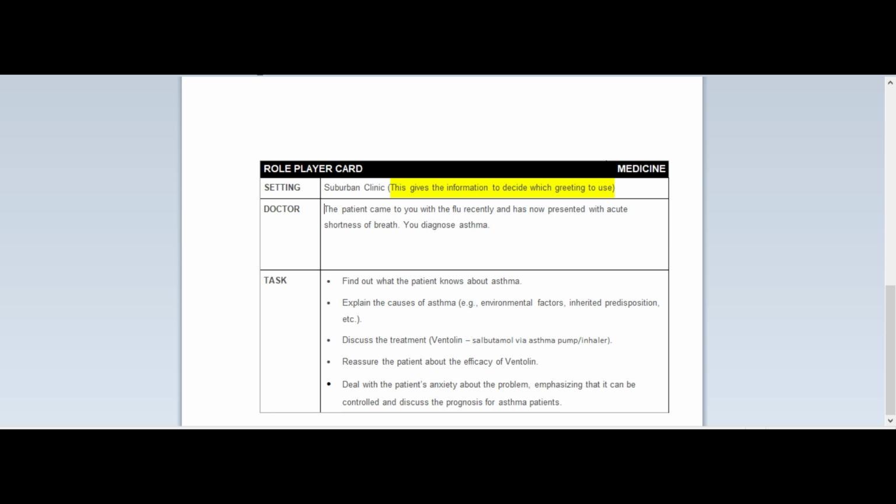So in this part of the test, we can see that the setting is in a suburban clinic. So this means that we may already know the patient and we are welcoming them because they are either coming back to see us again, or it could be that it's the first time they've come to us with this problem.